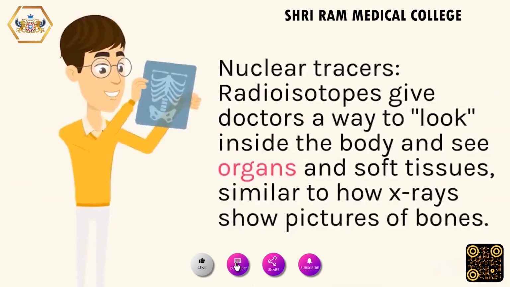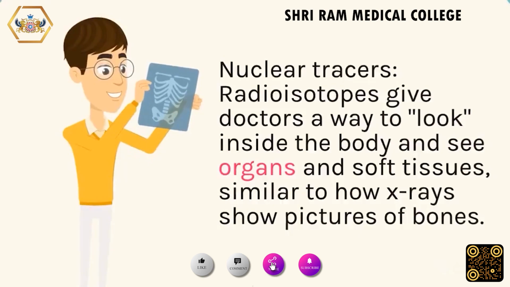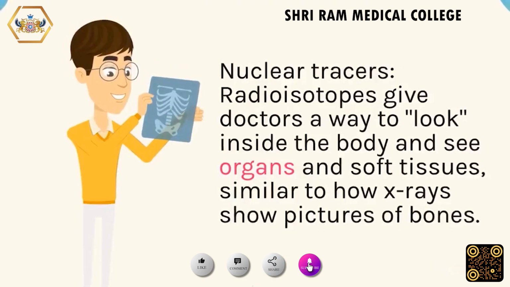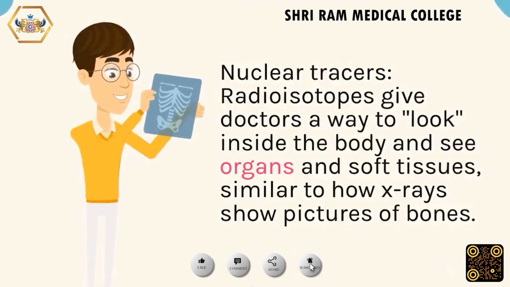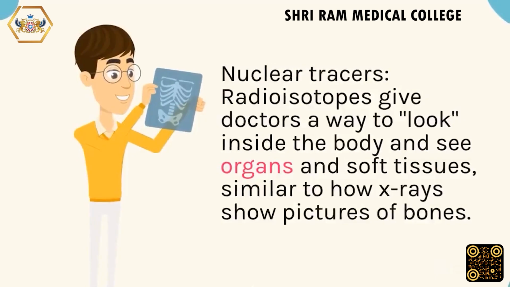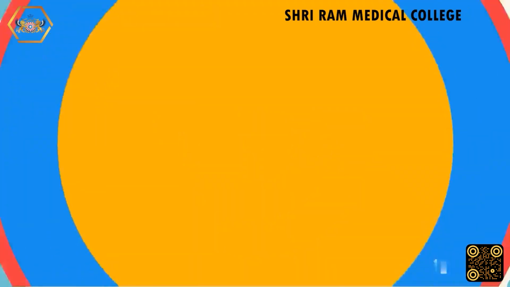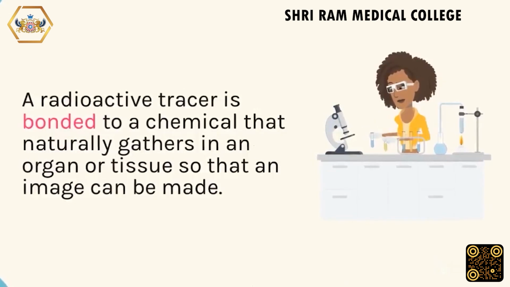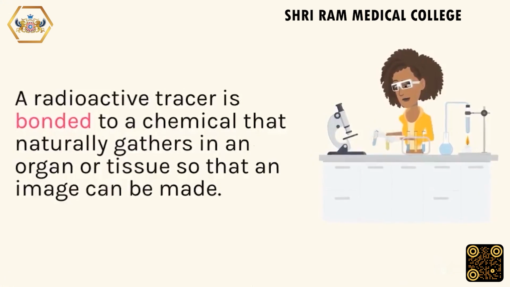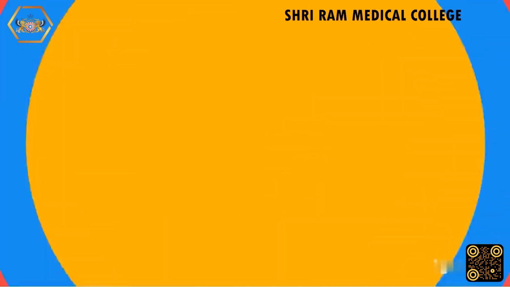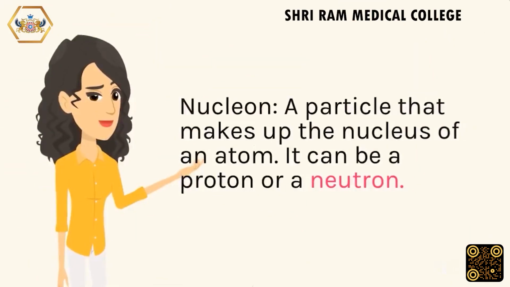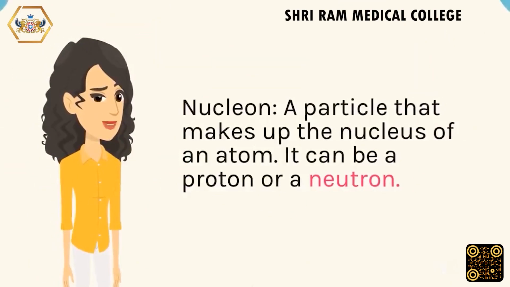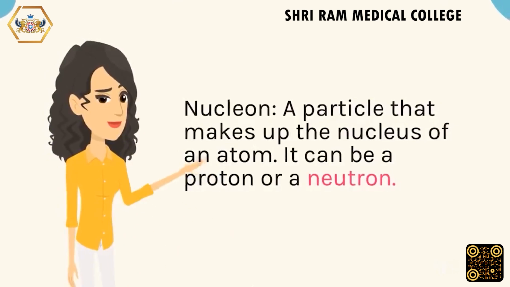Nuclear tracers, radioisotopes give doctors a way to look inside the body and see organs and soft tissues, similar to how X-rays show pictures of bones. A radioactive tracer is bonded to a chemical that naturally gathers in an organ or tissue so that an image can be made. Nucleon, a particle that makes up the nucleus of an atom. It can be a proton or a neutron.